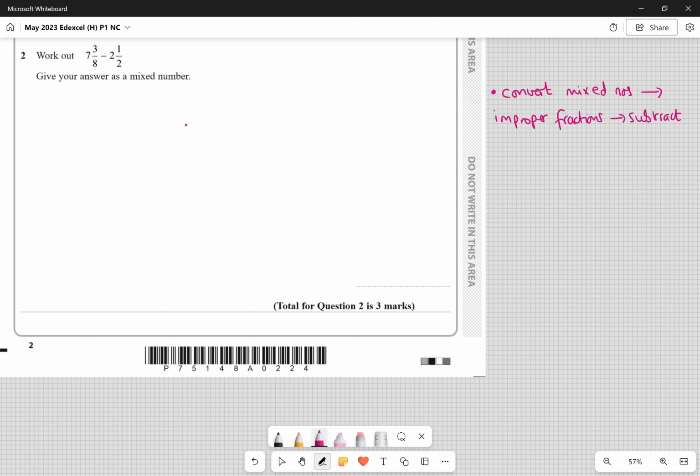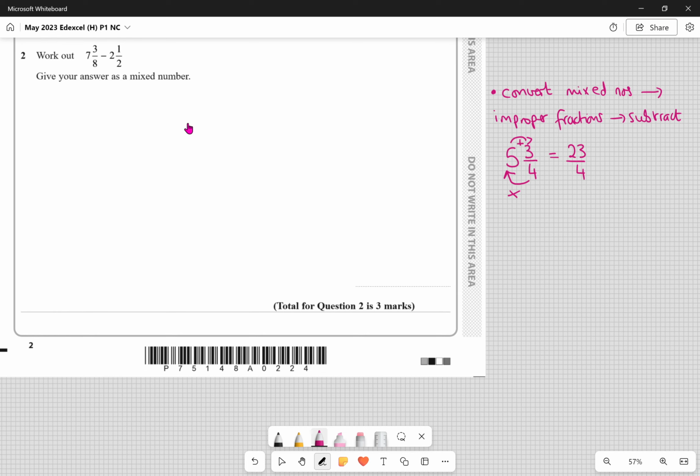And to convert mixed numbers into improper fractions, if I give you an example, not using any of the numbers in the question, for instance, if we have 5 3/4, you simply multiply how many quarters in 5 whole, and then you add on the additional quarters that you have. So 4 times 5 is 20, so 20 quarters in 5 whole, plus the 3 that you have already, and that gives you 23 quarters. So that's how you convert a mixed number into an improper fraction.